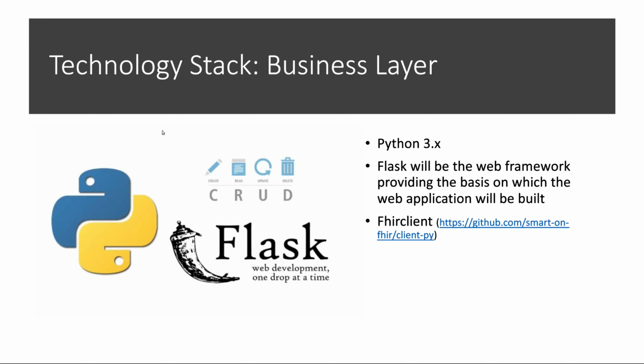In this slide, we review our technology stack for the business layer. We've decided to use Python 3.x because most of the team members are familiar with it, as it's used in many of the classes that we've taken, and it's widely used in the industry. We're also going to be using Flask as a web framework to write our service APIs. Flask is very minimalistic and easy to pick up. Finally, we're going to be using the FHIR Client Python library in order to interact with the FHIR server.